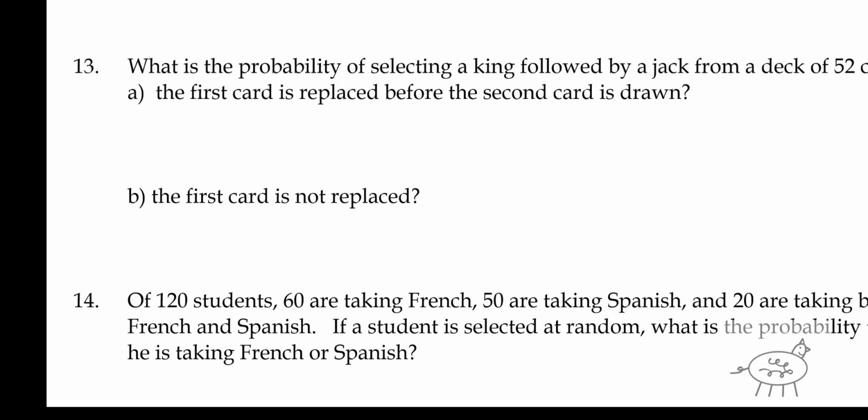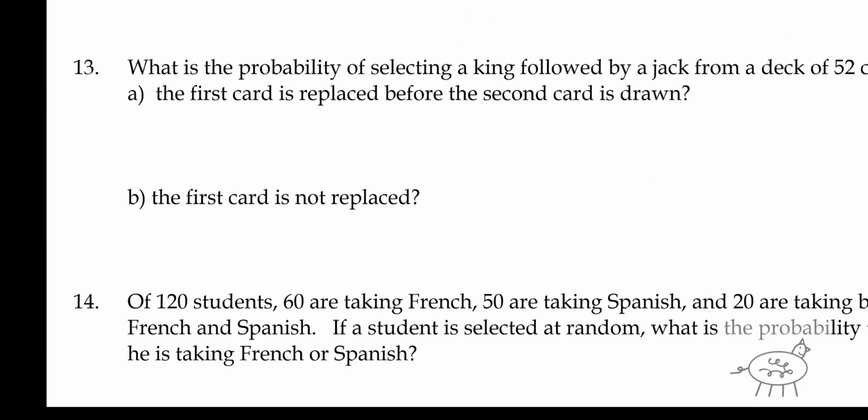Okay, moving on. We're getting there. How are we doing? Okay, still got a little ways to go here.